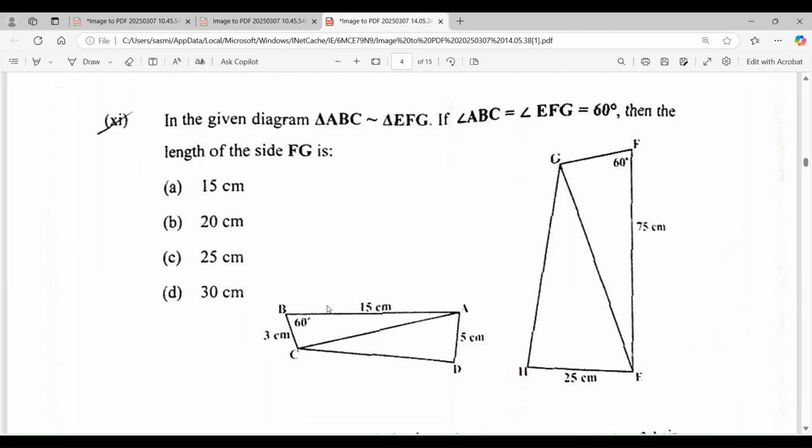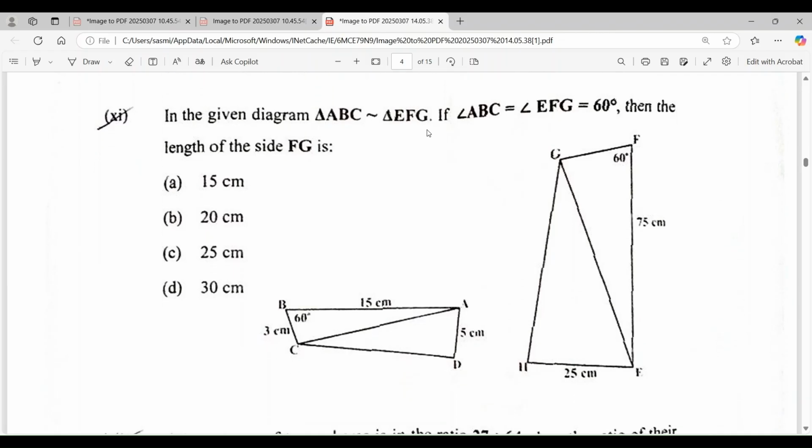Next come to the question number 11. In 11 given triangle ABC similar to triangle EFG. ABC angle equal to EFG angle equal to 60 degree. This angle is 60 degree and this angle is 60 degree. Then the length of the side FG, this one, side FG. Now, triangles are similar, so sides are in proportion. So, this is your BC, here is given FG, EF is given 75 and AB is given 15.